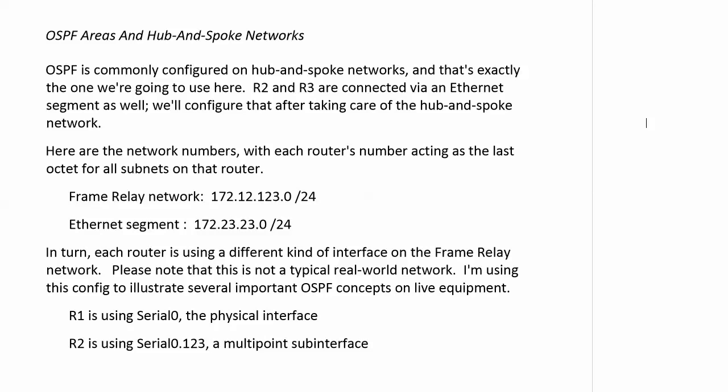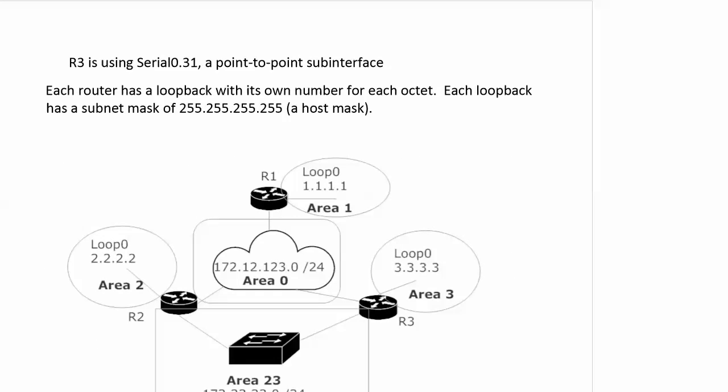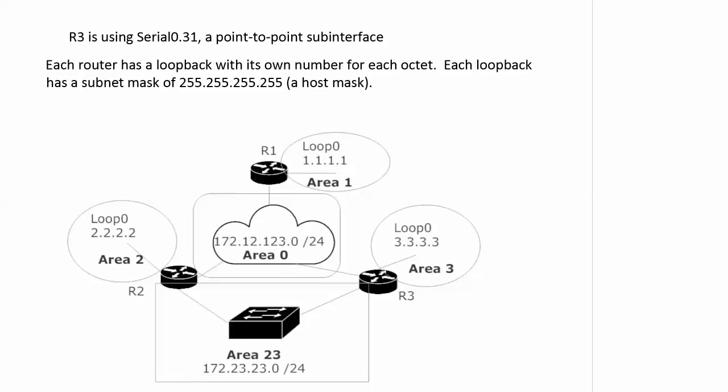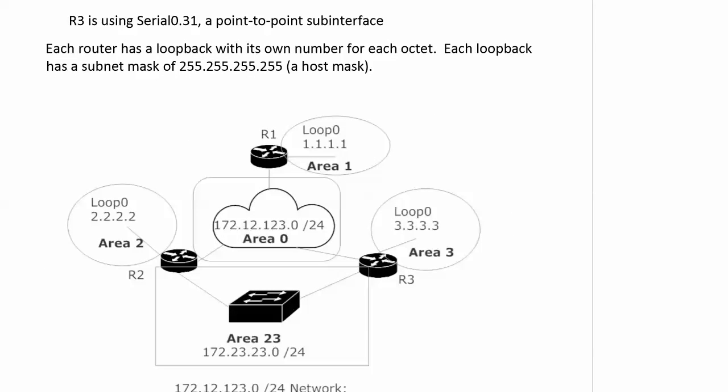Router 1 is using serial 0, the physical interface, one we've been using for most of our labs. Router 2 is using a multi-point sub-interface, serial 0.123, and then router 3 is using serial 0.31, a point-to-point sub-interface. Each router has a loopback with its own number for each octet, and each loopback has a host mask. So that's 255 for all 4 octets.